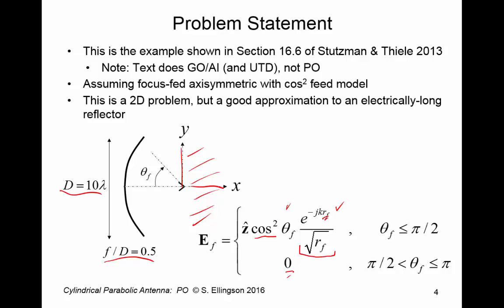Now this is being analyzed as a two-dimensional problem, but that's a pretty good approximation to an electrically long reflector. If we were considering this as a three-dimensional antenna, then we're simply saying that to a good approximation, this distance here is much, much greater than this distance here. And then we can ignore what happens at the edges in terms of trying to understand what happens in the plane of the parabola.